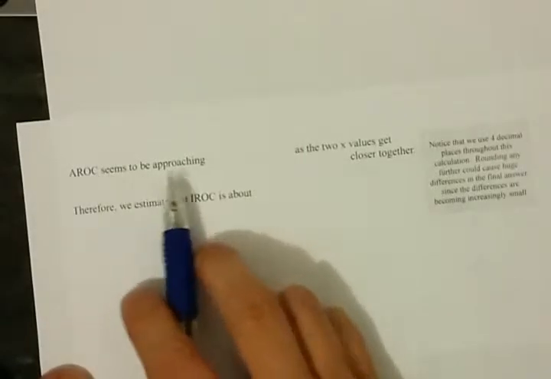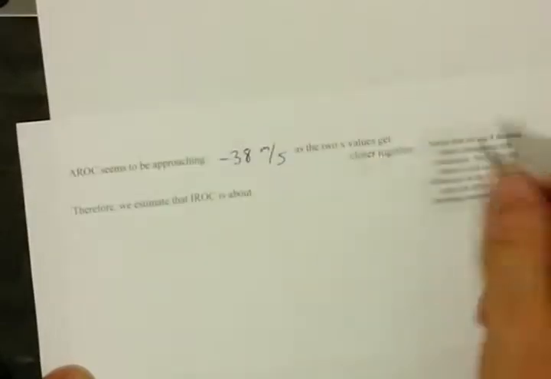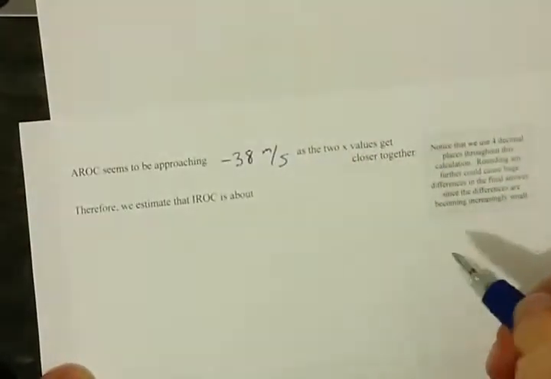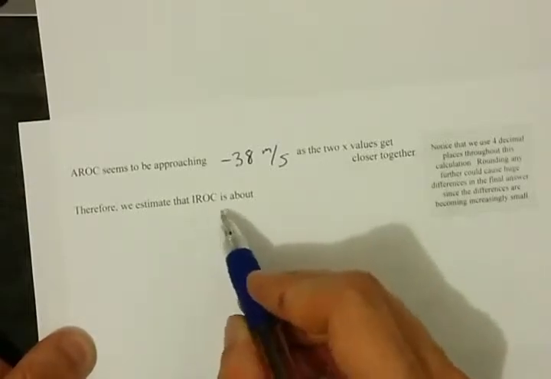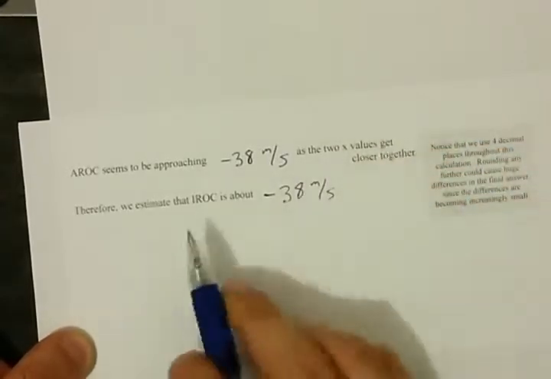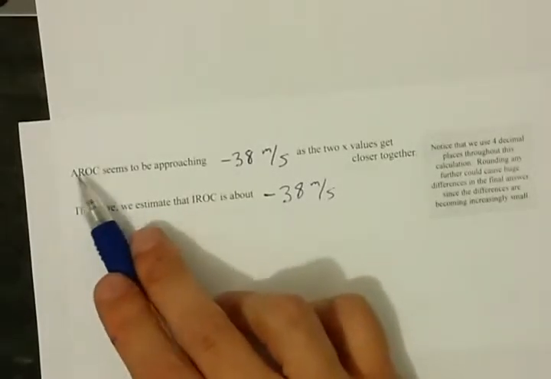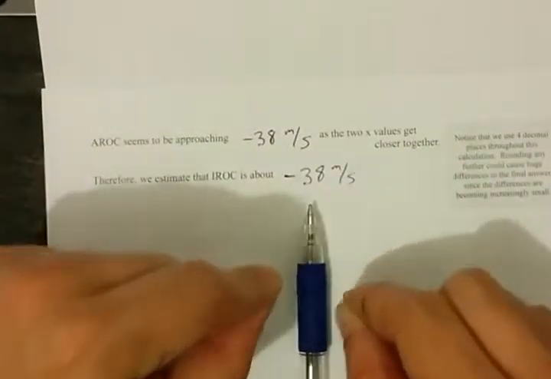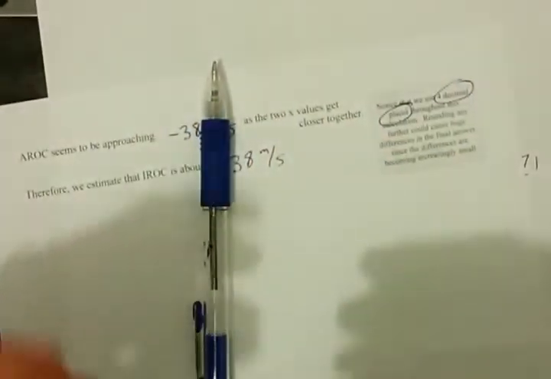Let me emphasize that with English words. The average rate of change seems to be approaching negative 38 meters per second as the two x values get closer together. And we estimate the instantaneous rate of change then to be about negative 38 meters per second. To get IROC, instantaneous rate of change, you just do average rate of change for 2 points that are freakishly close, and you carry the decimal places because you don't want to make rounding errors. 15 minutes. Bam, best of luck.